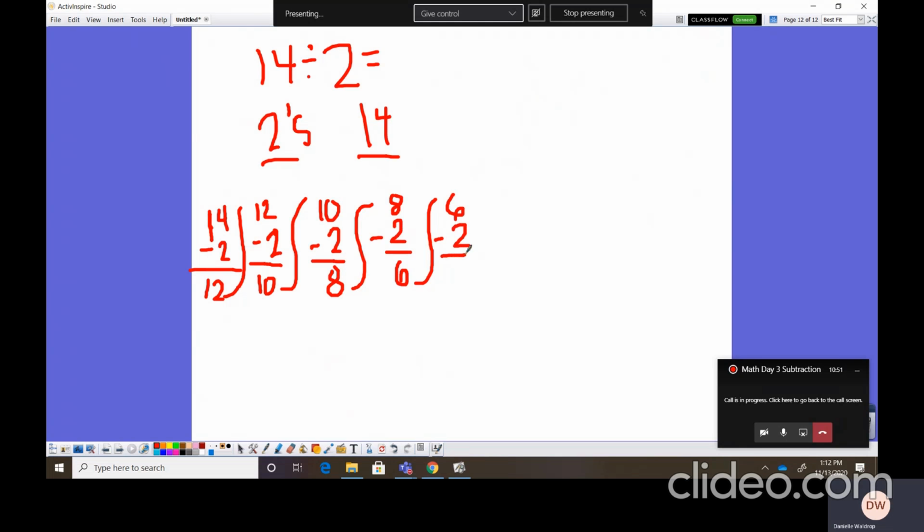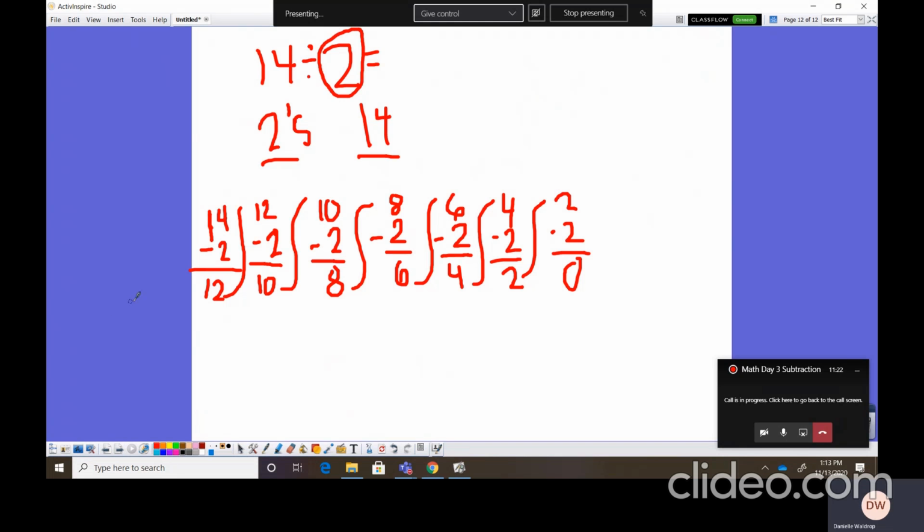6 minus 2 is, good, 4. You're going to carry your 4. 4 minus 2 is, good, 2. And you're going to carry your 2. 2 minus 2 is, good, 0. And you know to stop when you get to 0. So we went through and we were subtracting 2 each time. Okay. So how many times were you able to take 2 away?